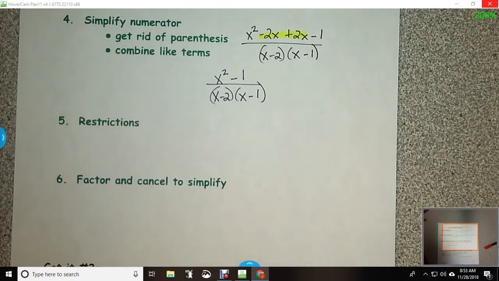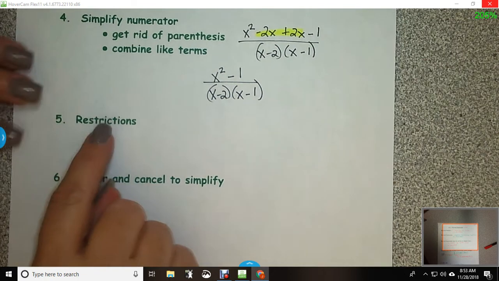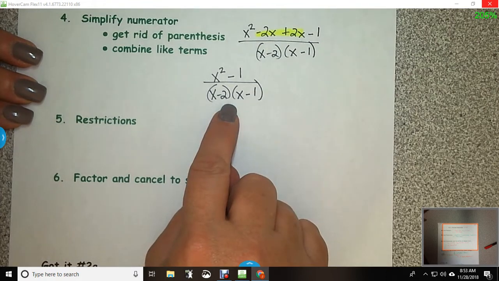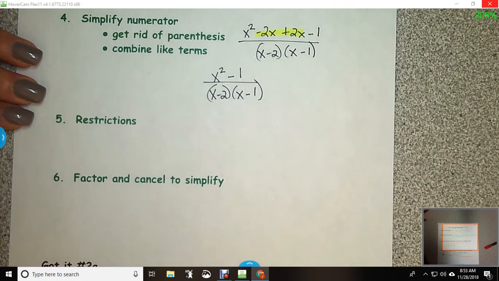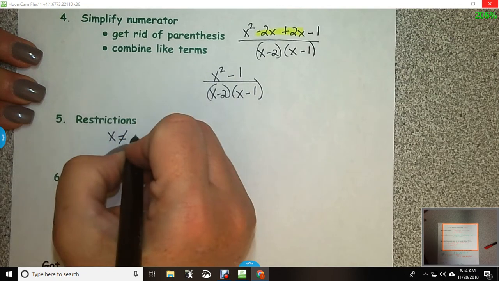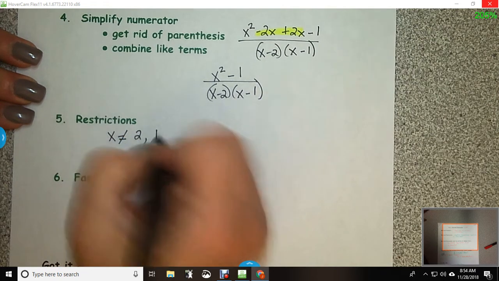My next step, after I get it all put back together and the numerator simplified, I'm going to go ahead and state my restrictions. And remember, those restrictions come just from the denominator. So I know that x cannot equal 2 or 1.